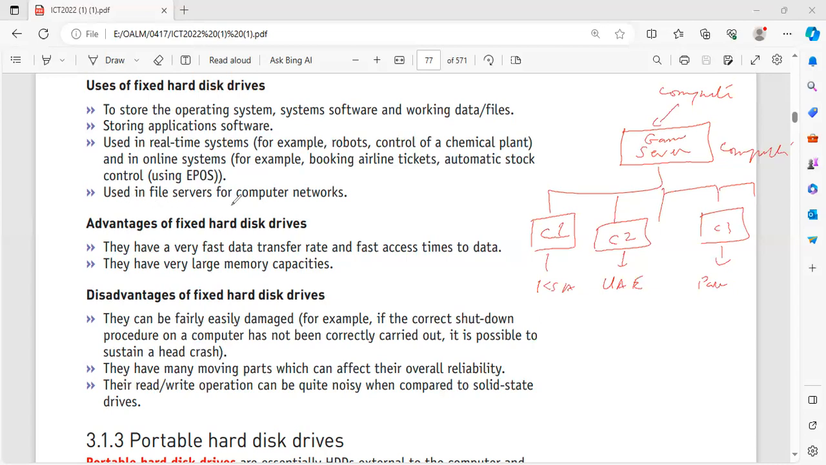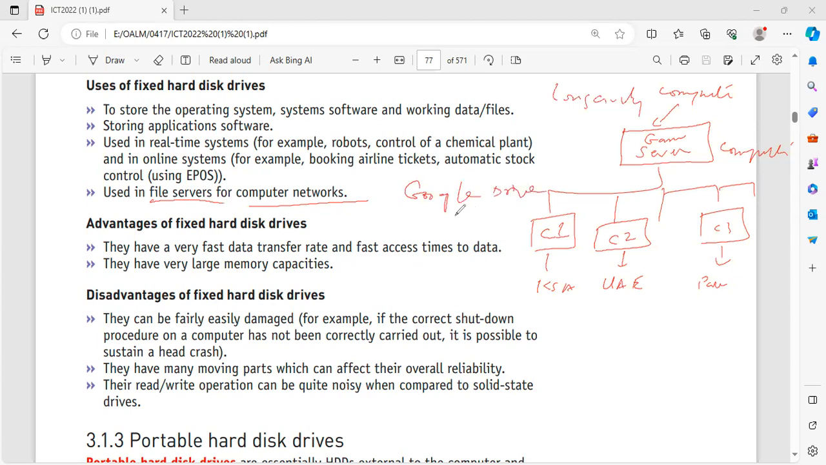So it says used in a file server for a computer network. Hard disk basically has a long life, we call it longevity. It can be accessed remotely by different users at different times. So it stores huge data. A file server means where data is stored, like Google Drive stores data.